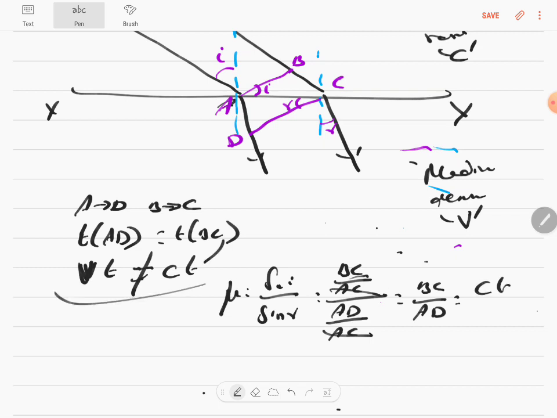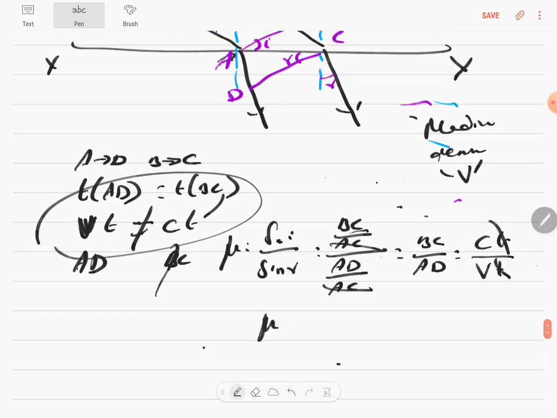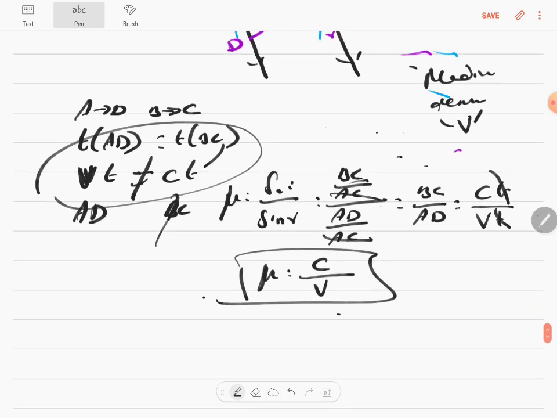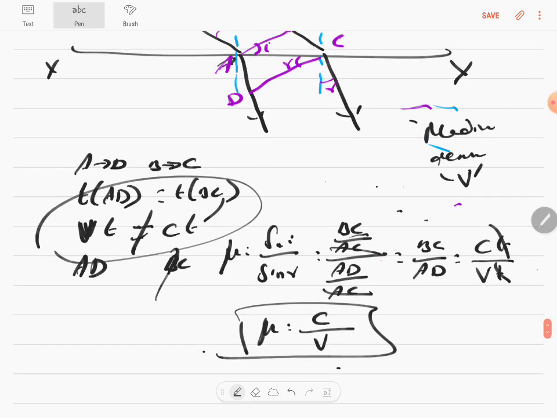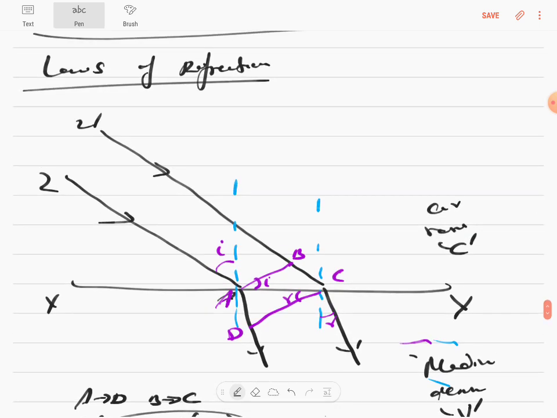From here you can see that CT is BC, and this is AD as VT, and T gets cancelled. Thus the refractive index is the velocity of light in vacuum by the velocity of light in the medium, which is exactly what Snell's law is. So that helps you prove the laws of refraction.